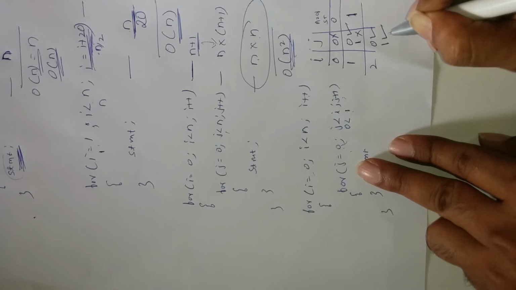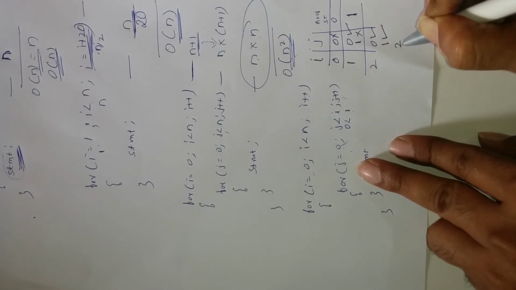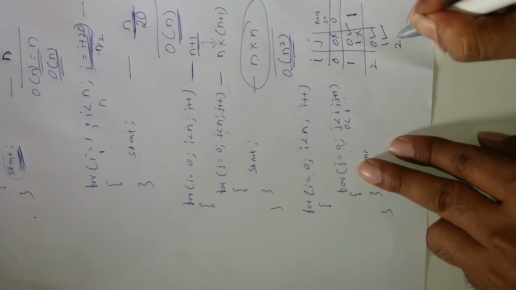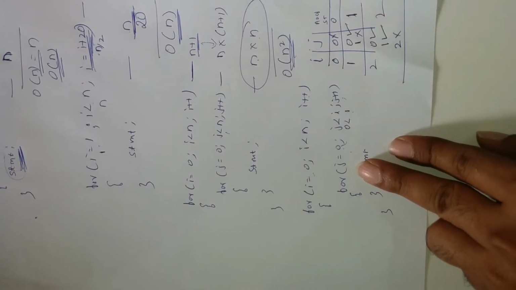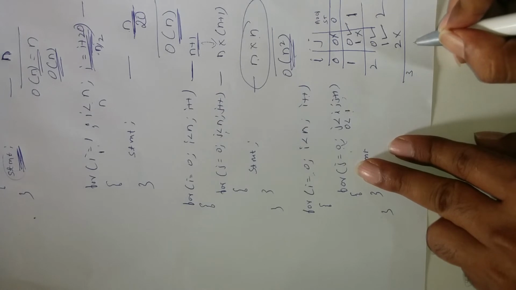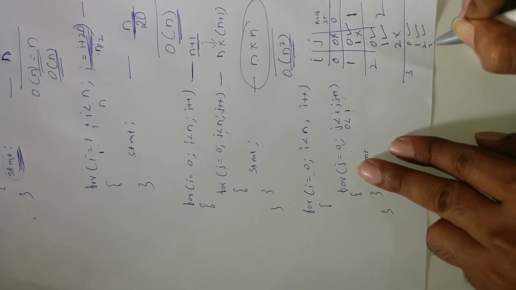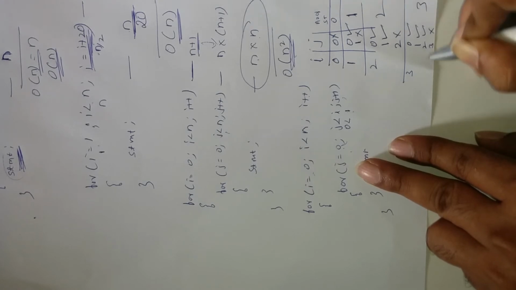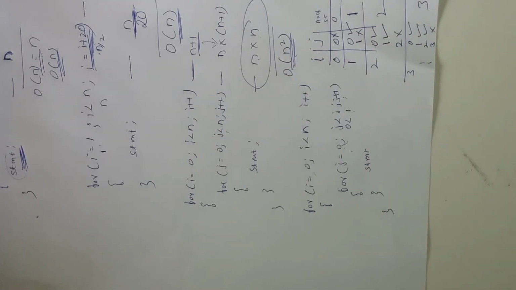For 0, yes, it executes 1 time. For 1, yes, it executes 2 times. But for 2, similarly we trace, it can't execute. Only 2 times it will execute. Clear? Similarly, i is equal to 3. It executes first for 0, then 1, then 2. The third will not execute. It executes 3 times. So on, we have to follow this tracing procedure.